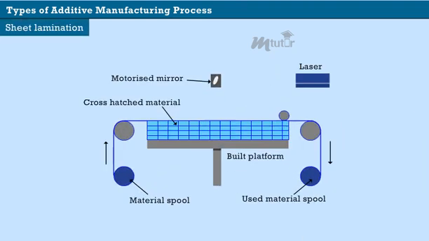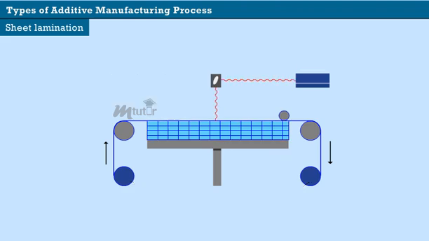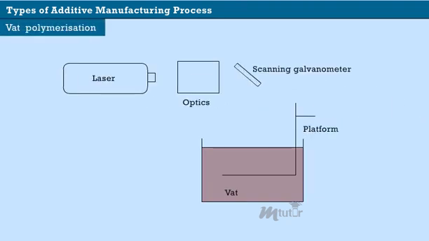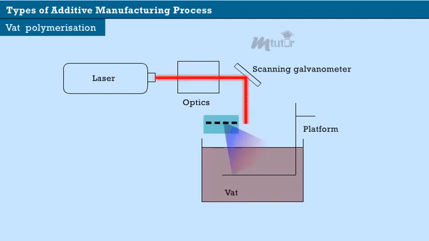Sheet lamination. In this method, sheets of building material are placed on the build platform and cut using a laser beam. Laser cut sheets are joined one after the other using adhesive or welding to form three-dimensional objects. Vat polymerization. In this method, liquid photopolymer resin is kept in a container. An ultraviolet light is passed into the resin to harden the resin wherever required. Also, the platform moves downwards after each new layer is cured.